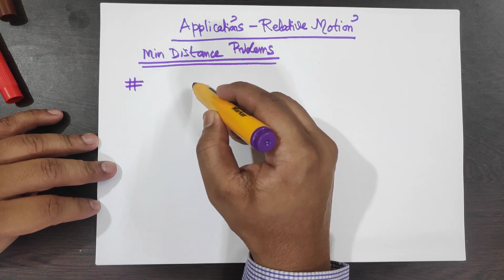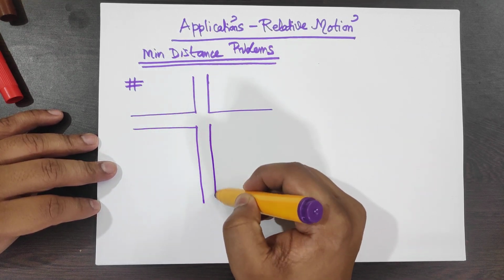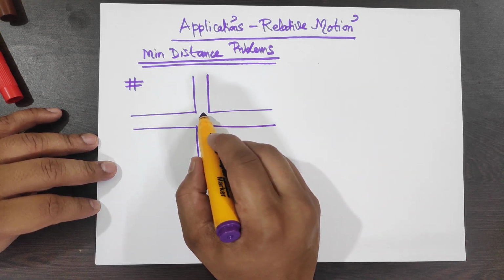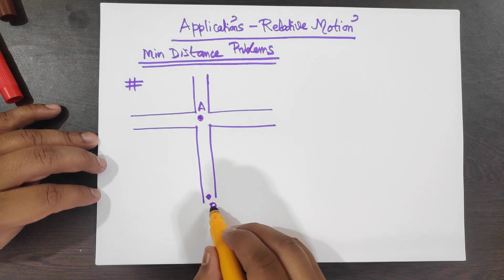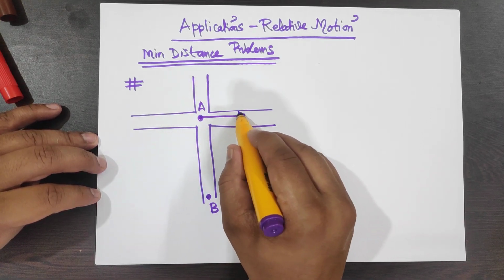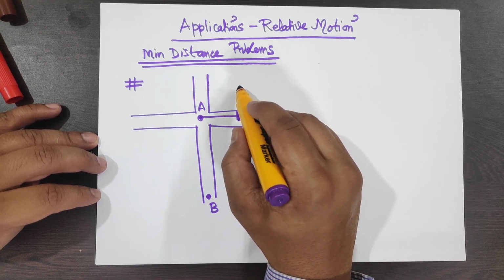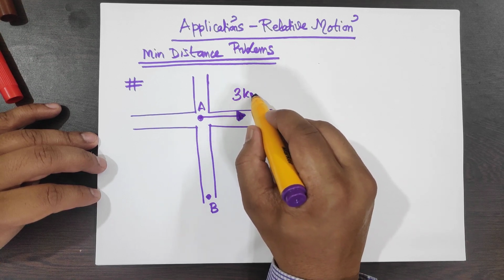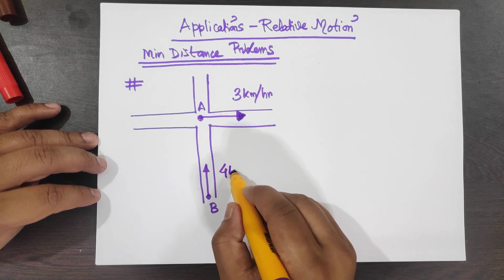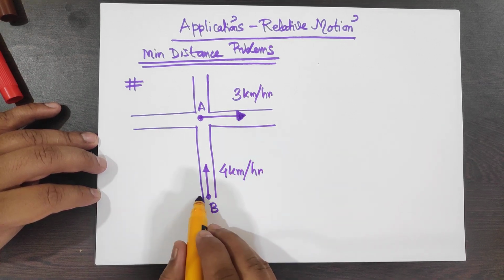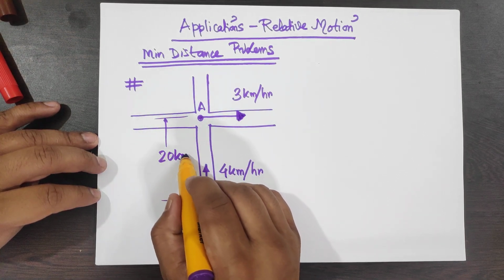So the problem is like this: there are two crossroads, and this is a junction. At a certain time, there are two cars. This is car A, and this one is car B. At a certain moment, car A is having a velocity of, suppose, 3 kilometer per hour, and car B is having a velocity of 4 kilometer per hour, and at this moment the distance is 20 kilometer, like this.